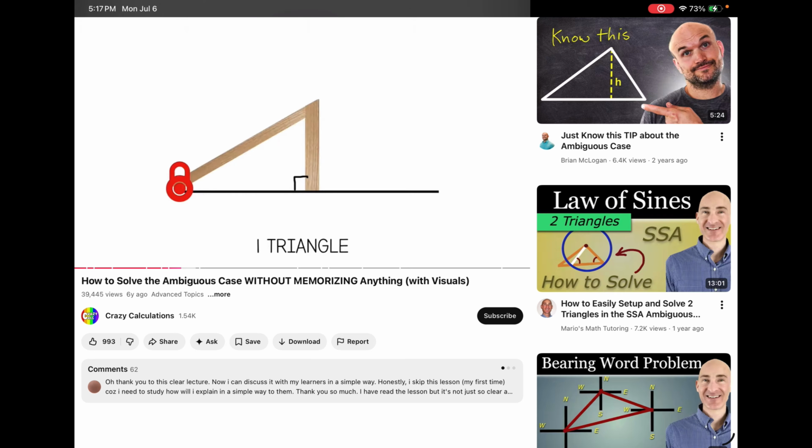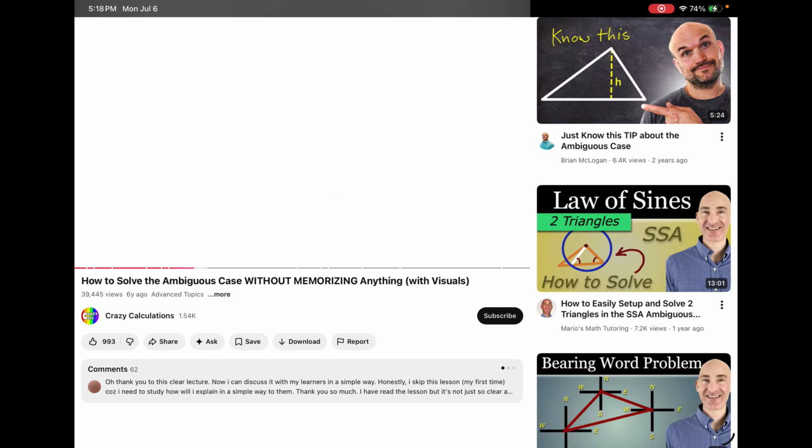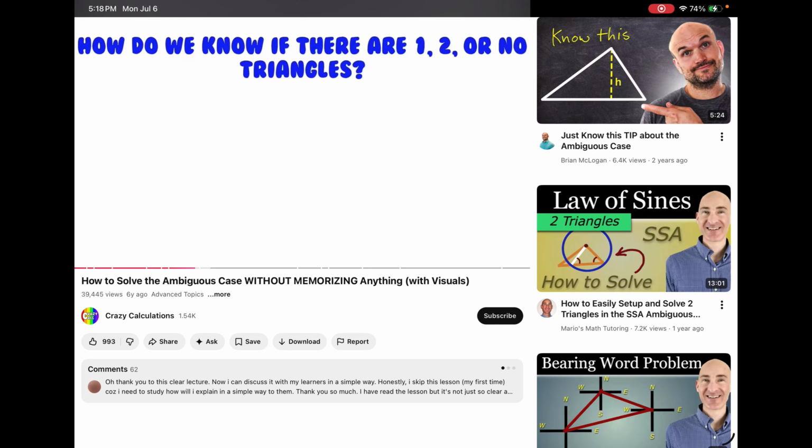Now let's look at one more situation. Let's say this leg right here that we were given was a lot longer, even longer than this leg right here. If we swing it right here, it connects, it makes a triangle, but if we swing it further, it never connects again. So there's just one triangle, and that's this triangle right here. So now you should be able to see how we can end up with one triangle, no triangles, or two triangles. But how are we supposed to know if there are one, two, or no triangles?